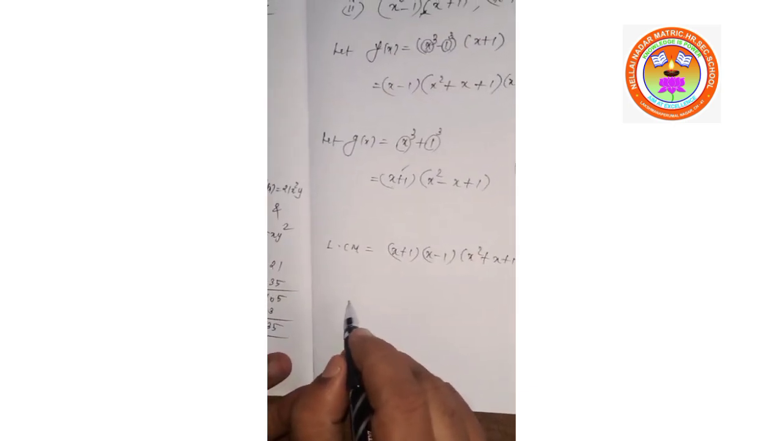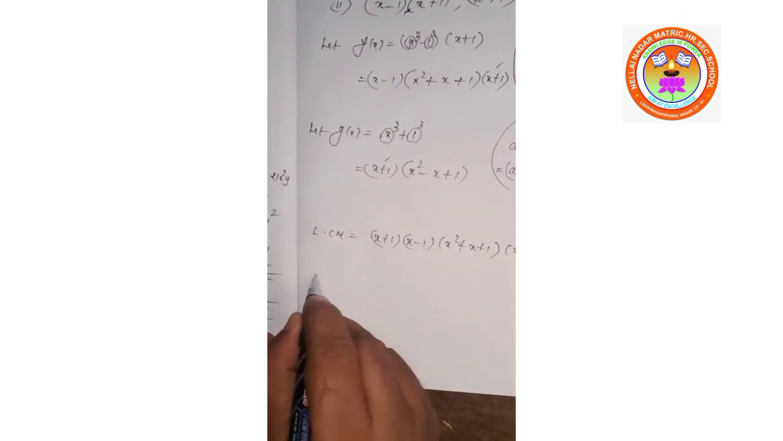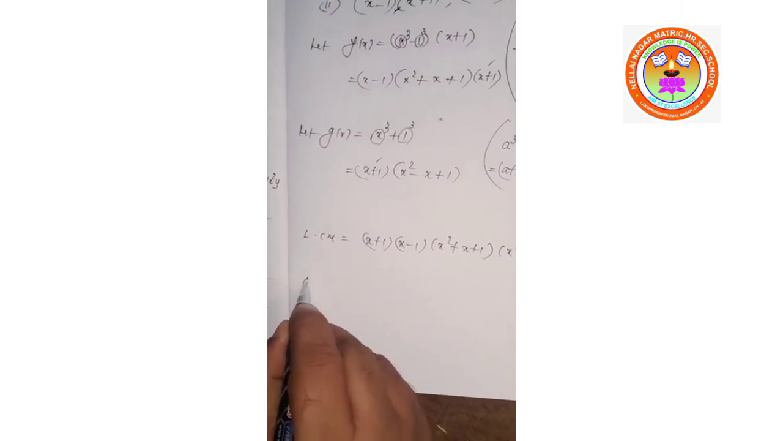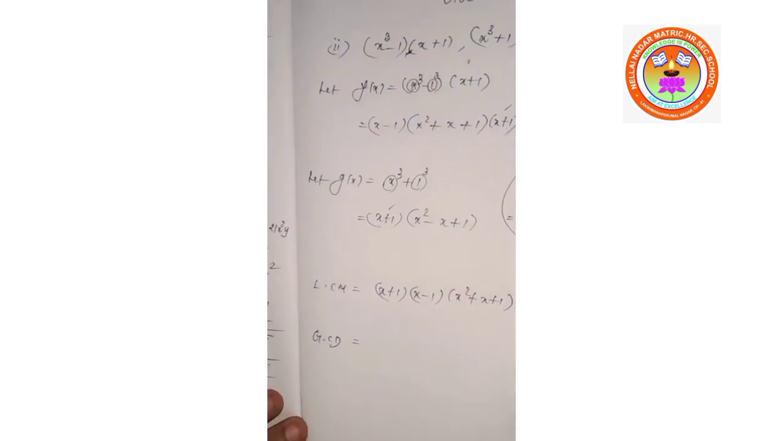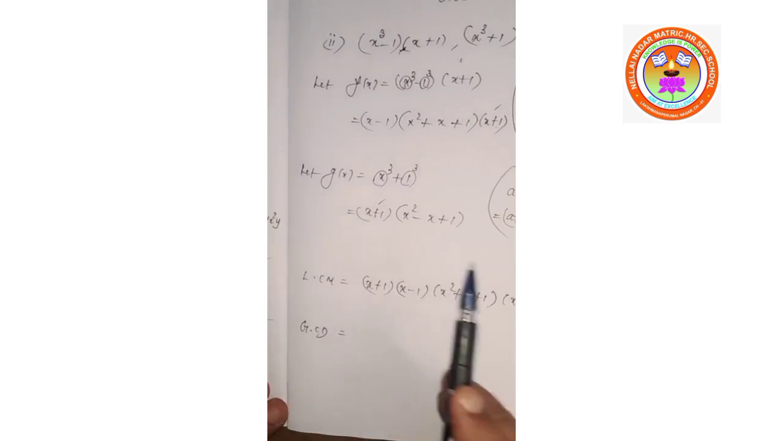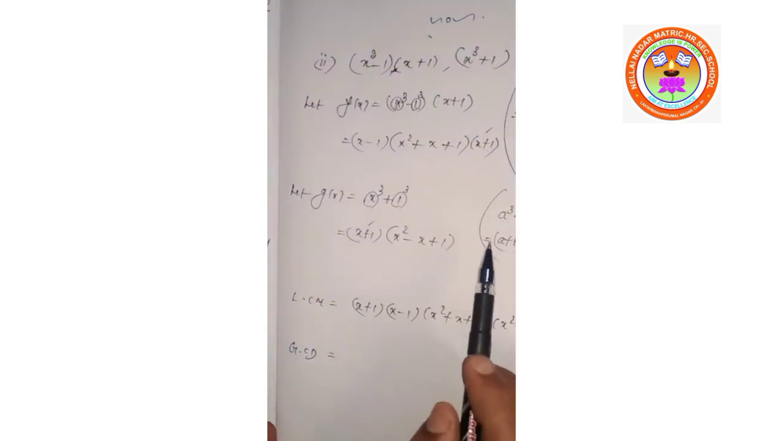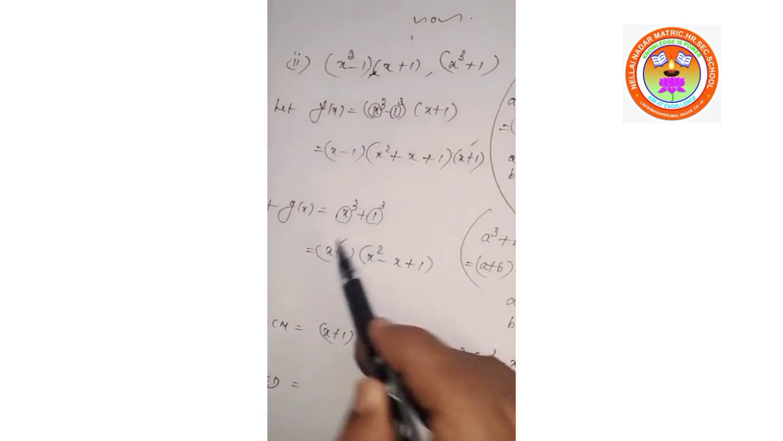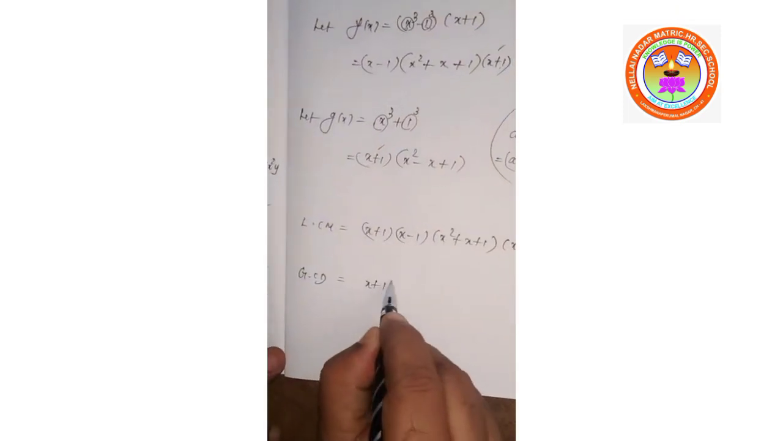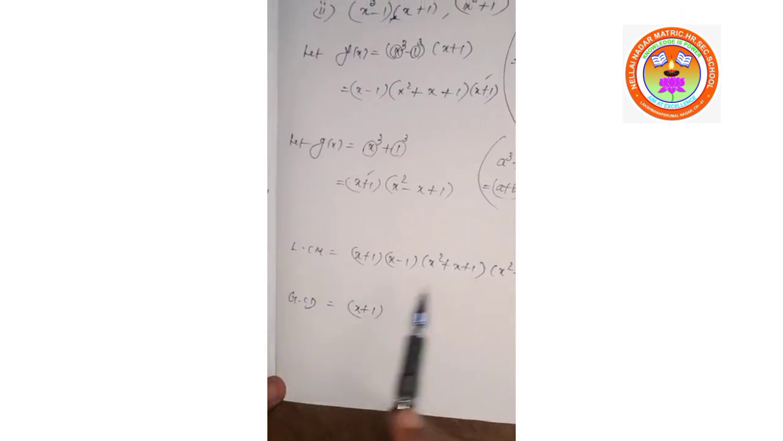Now GCD equals the common factor only, the greatest common divisor between these two. Only x plus 1 is common, so write x plus 1. GCD is also over. So LCM and GCD are over.